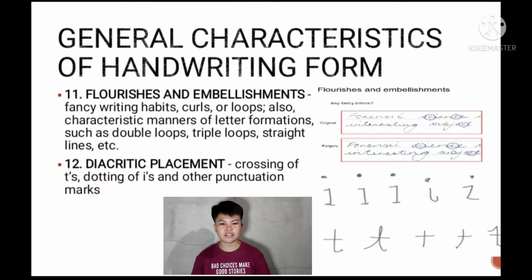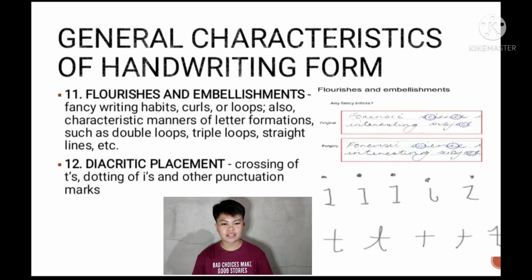Number 11 is flourishes and embellishments. Fancy writing habits, curls, or loops, also characteristic meanings of letter formations, such as double loops, triple loops, straight lines, etc. Flourishes and embellishments are large loops and swirls in handwriting. The most common flourish is on letters such as lowercase g, j, and f, anything that involves a loop.